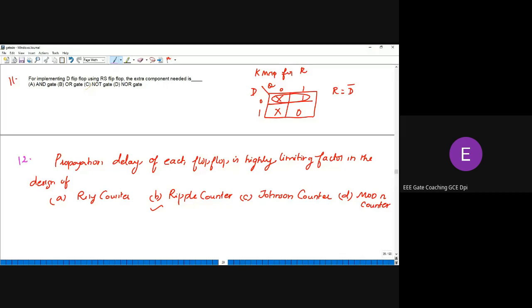Next, 12th problem. The propagation delay of each flip flop is a highly limiting factor in the design of which counter? If you consider ring counter, Johnson counter, and mod n counter, all of them are synchronous counters. The different one is the ripple counter. This is an asynchronous counter. So the answer is asynchronous counter.